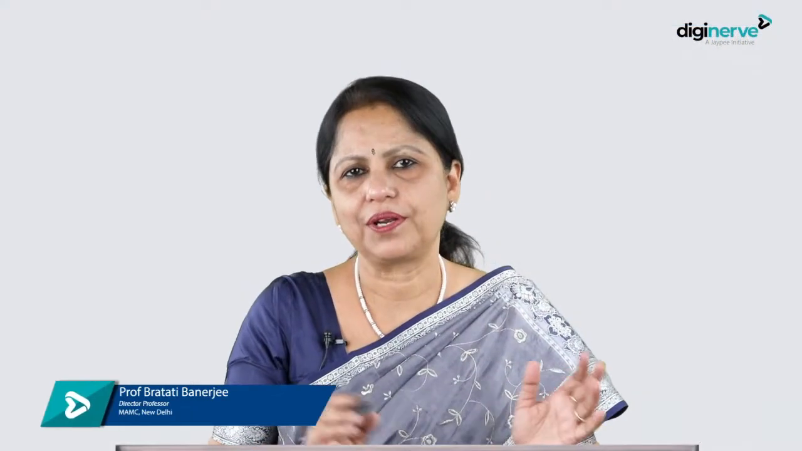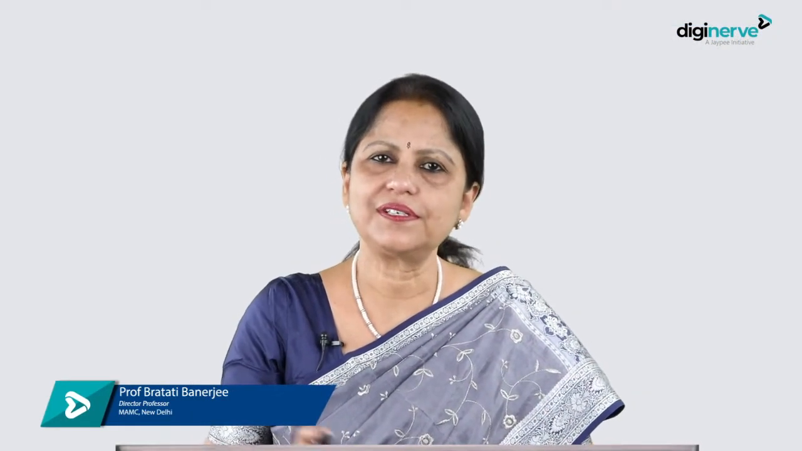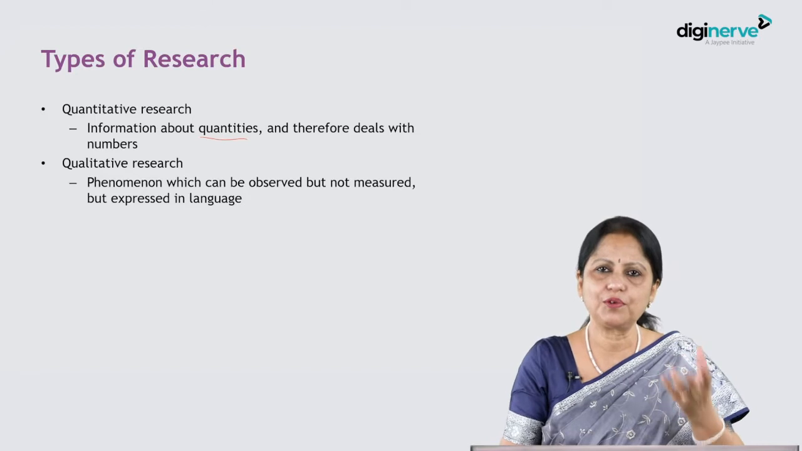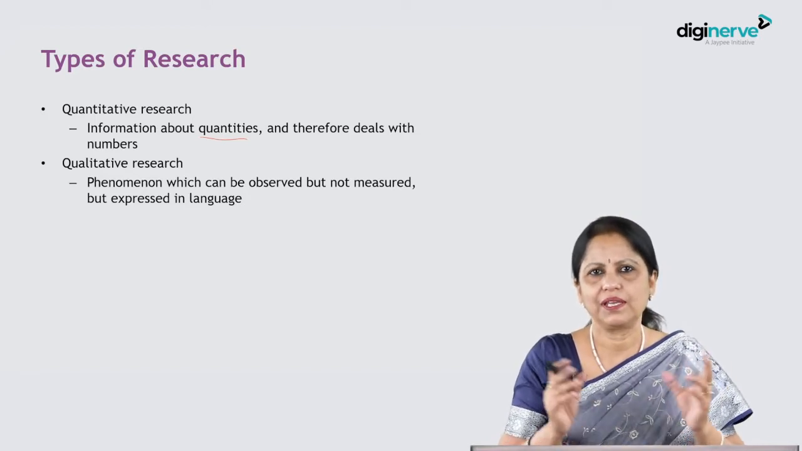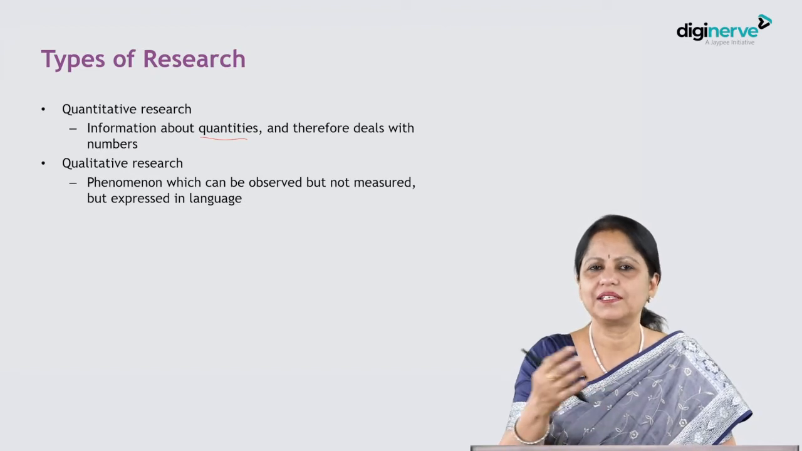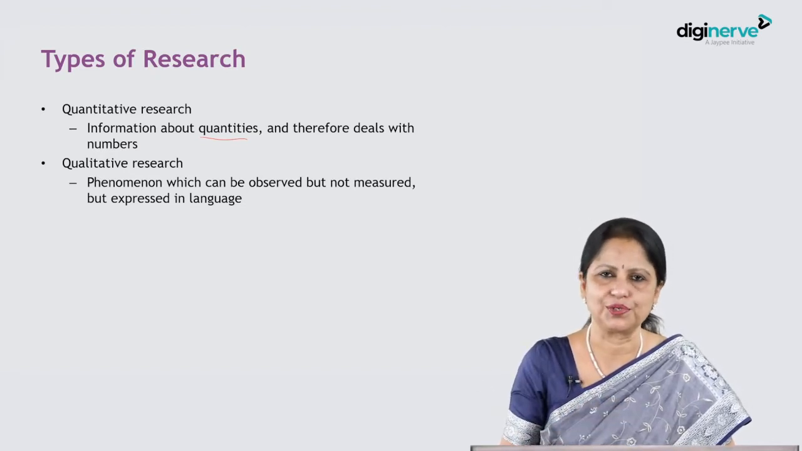Types of research are broadly two: quantitative research and qualitative research. Quantitative research deals with numbers. It gives information about quantities, and so it gives an estimate of the magnitude of the problem and distribution determinants, as I have told you earlier.